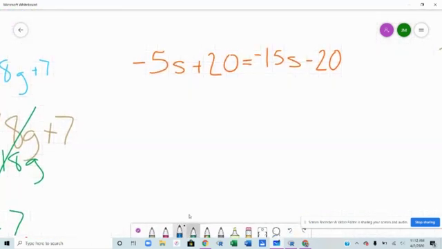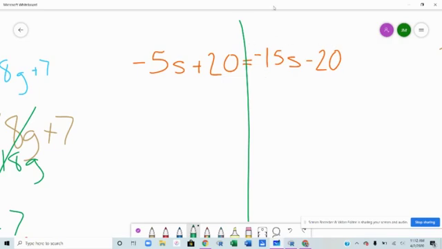Last one. Try it on your own if you can. Come back, see how you did. No distributing, no like terms, and no like terms. So we need to move our variable.